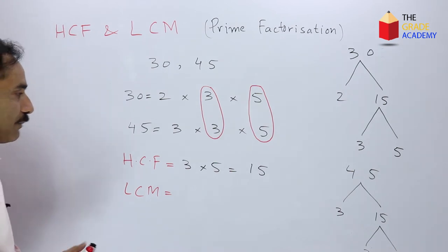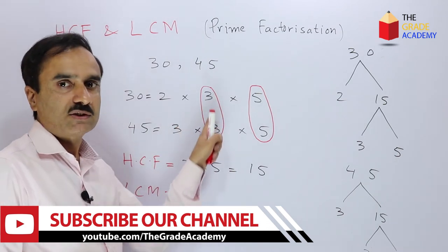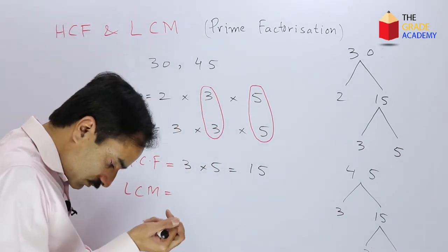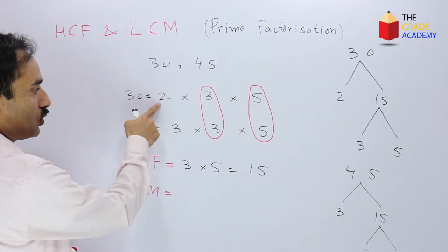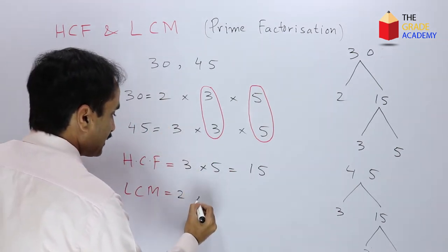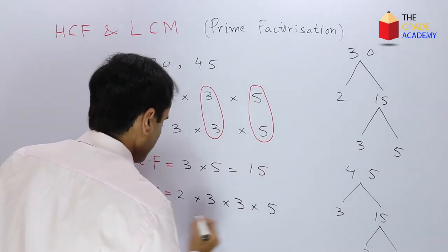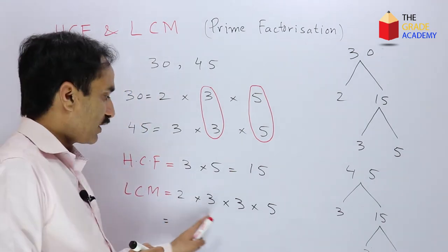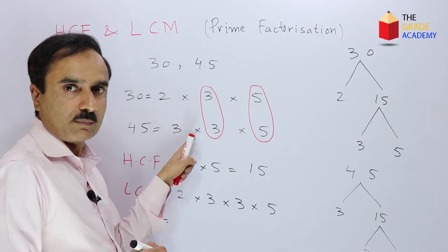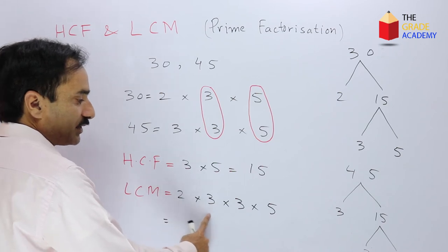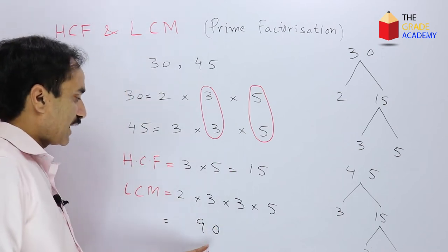And LCM is found by multiplying all the factors which appear in either of these two lists. So LCM is 2 times 3 times 3 times 5. So in LCM, we will write all the numbers which belong to either of these two numbers. So LCM is 2 times 3 times 3 times 5, which is 90. So LCM is 90.